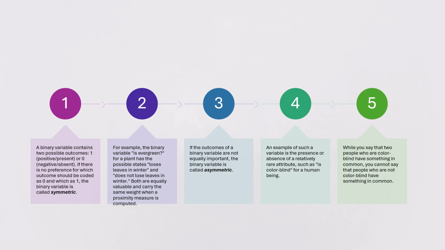If the outcomes of a binary variable are not equally important, the binary variable is called asymmetric. An example of such a variable is the presence or absence of a relatively rare attribute, such as color blindness for a human being. While we say that two people who are colorblind have something in common, we cannot say that people who are not colorblind have something in common.